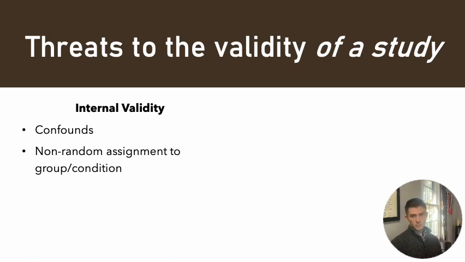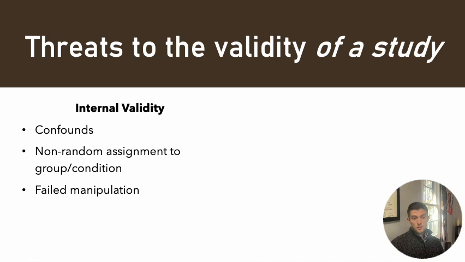Non-random assignment to group or condition is another potential threat to internal validity. So imagine you wanted to understand the effect of going to college on, say, job satisfaction down the road. Well, you could try just comparing people who went to college and who didn't go to college in terms of job satisfaction, but there might be things that led people to go to college that also in turn influence their job satisfaction down the road that have nothing to do with going to college. That would be a threat to the internal validity if you wanted to say going to college has such and such an effect on job satisfaction.